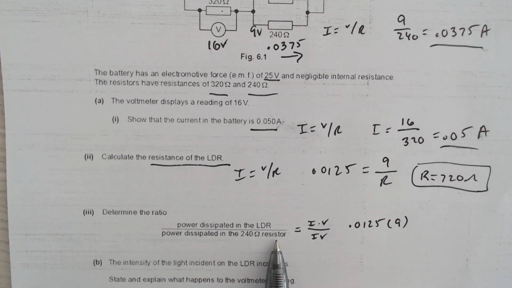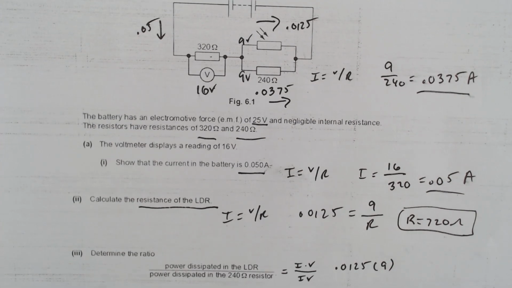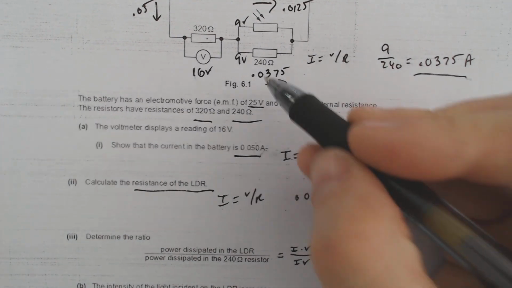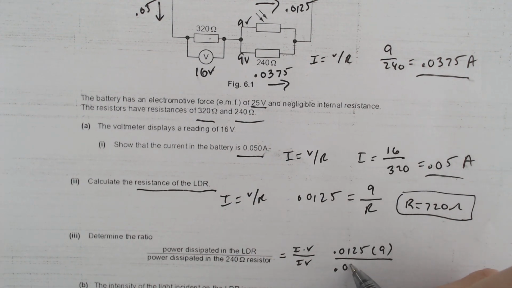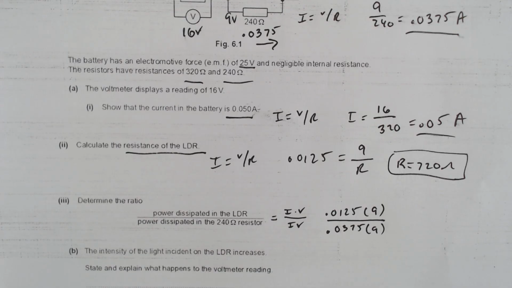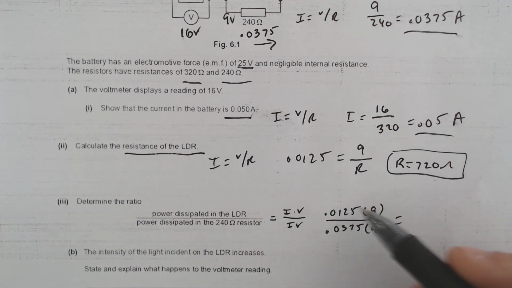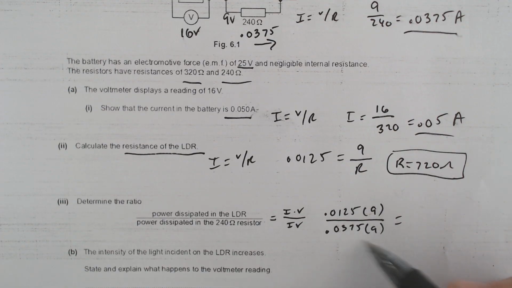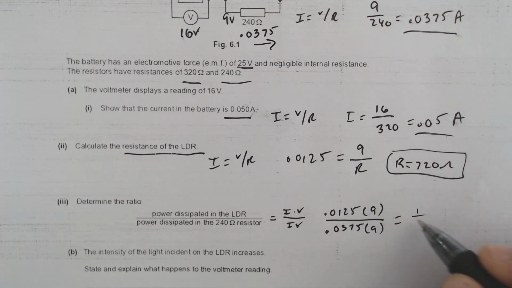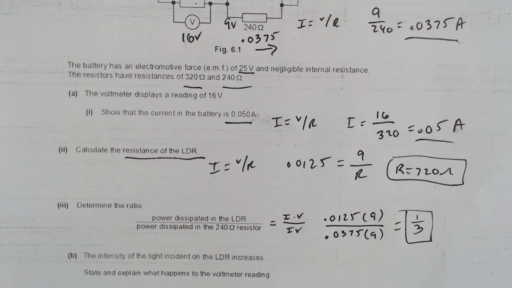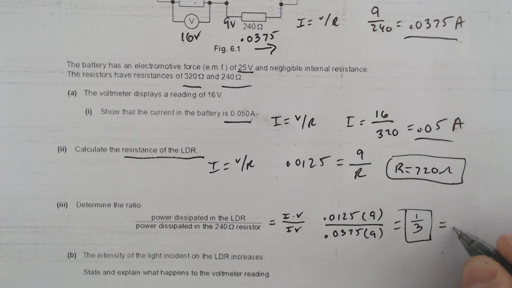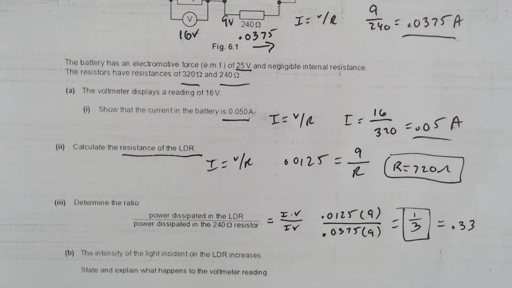The 240 ohm resistor was the bottom one, which had a bigger current, 0.0375, and it also had 9 volts. The 9s cancel, but if you don't cancel them, it's still fine. You end up with 9 over 9 that cancels, and 0.0125 over 0.0375 is 1/3, if my math is correct, and it is. Answer key says 0.33, which is also 1/3, but I don't like that they didn't repeat it, which bothers me, but that's not my thing to say.